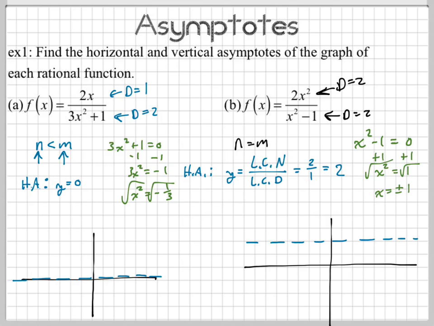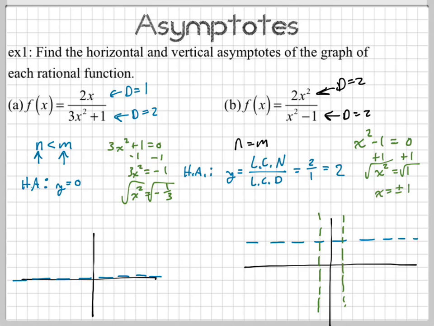You always get a positive and a negative when you square root when you're inside of an equation. Because if you square positive 1, you'll get 1. If you square negative 1, then you'll also get 1. So you have to have both those answers. So what does that mean? That means we have 2 vertical asymptotes. We have one vertical asymptote at negative 1, and one vertical asymptote at positive 1.